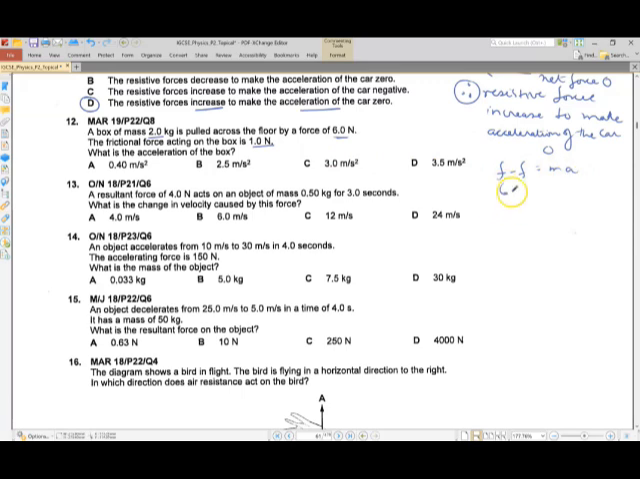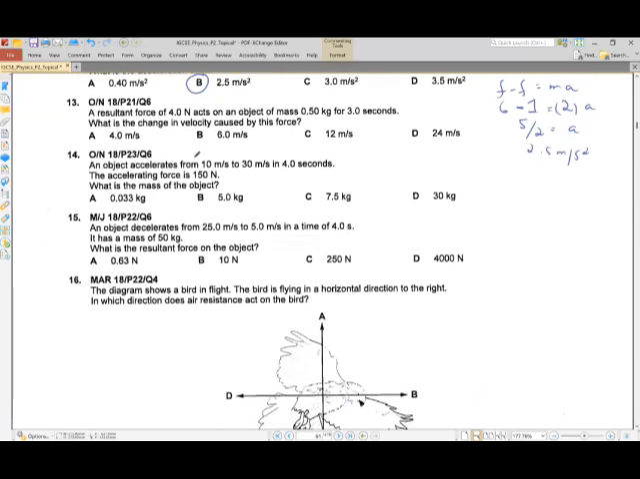So this is the force with which it is pulled. This is the resistive force. Mass is 2 and already in kg. So acceleration is 5 by 2, which is 2.5 meter per second square. So this is the correct answer.